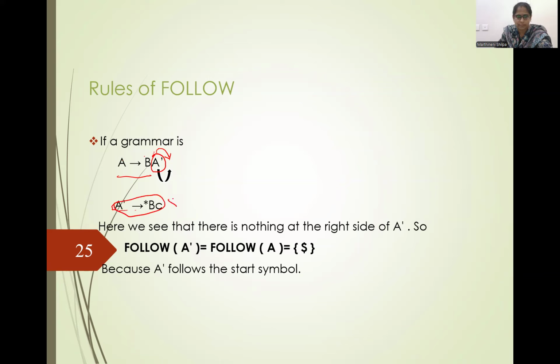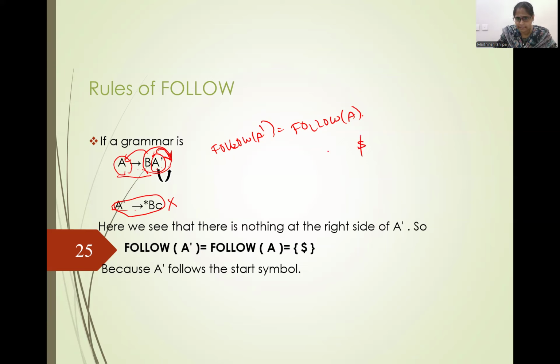If there is no production here, if the grammar is in this form, A deriving BA', then there is no terminal following this A'. Then we can say follow of A' is equal to follow of A. That means whatever set of strings are derived by this BA' is always going to be derived by this A. If A is a starting symbol, then dollar is the symbol which follows it.